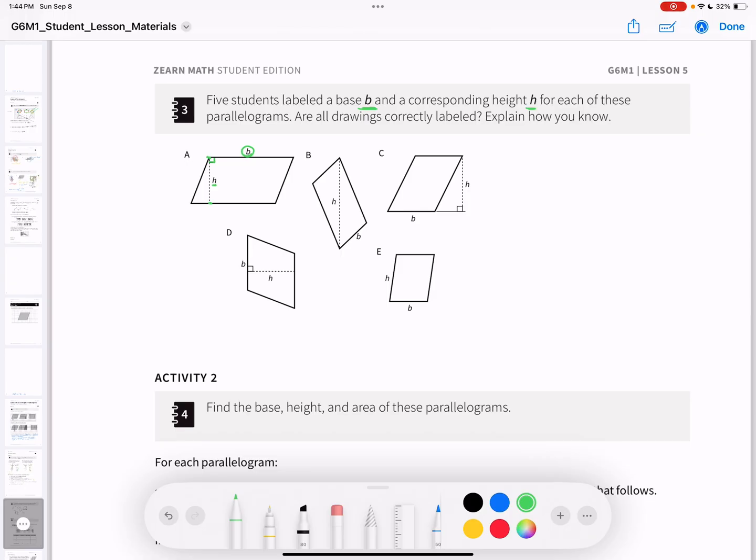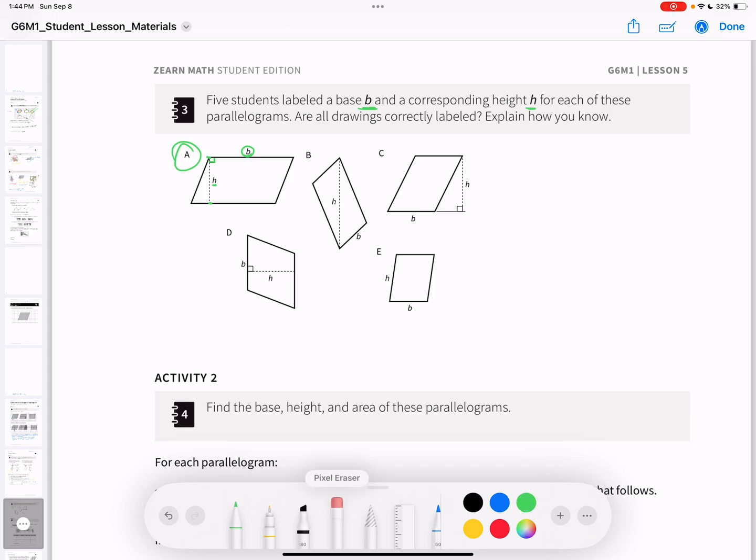The height goes from one side to the other side. That's important too. So this would not be a height because it doesn't go from one parallel side to the other. Okay? So that couldn't be a height. So yes, the height and base of A are correct.